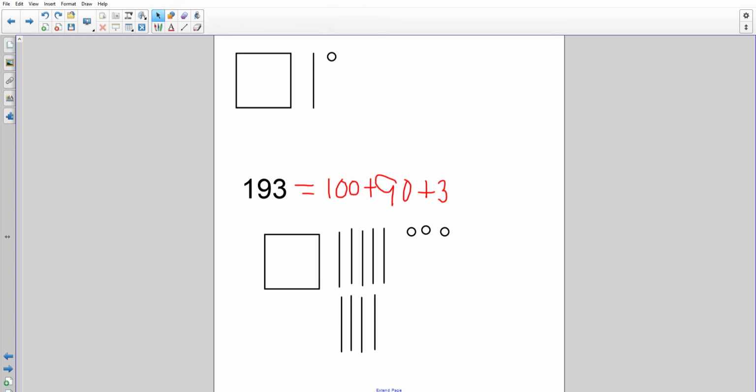So as I write a number, I can think about how to represent it using a drawing. And when I see a representation, I should be able to figure out, by breaking and expanding it apart, what number it really is.